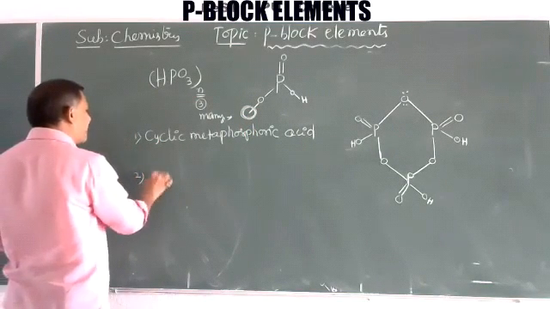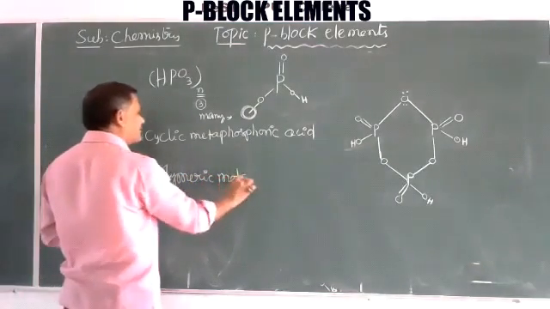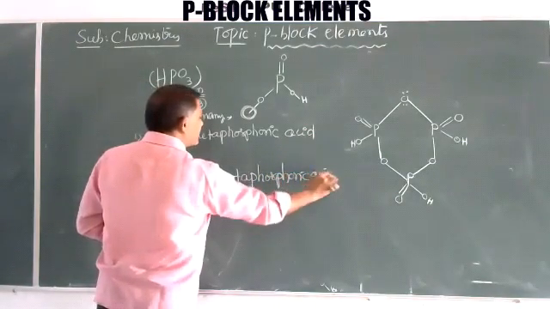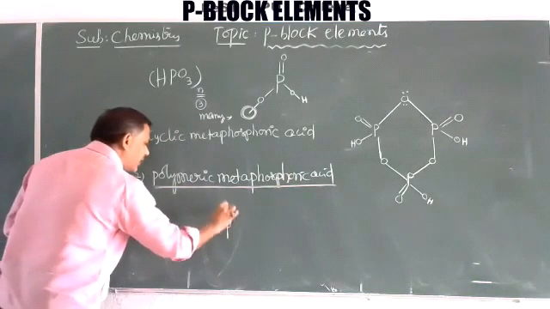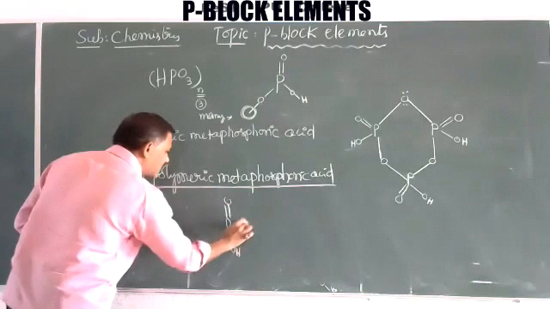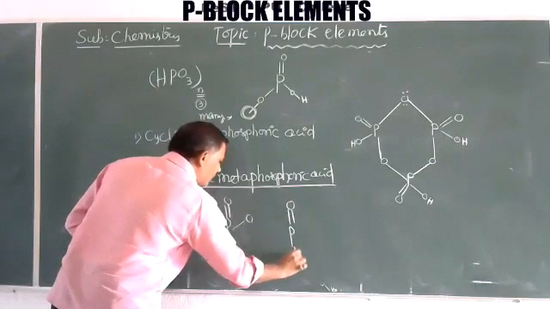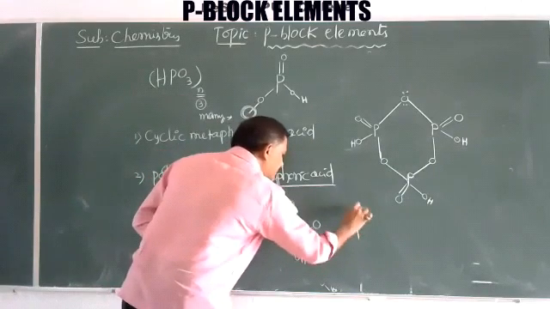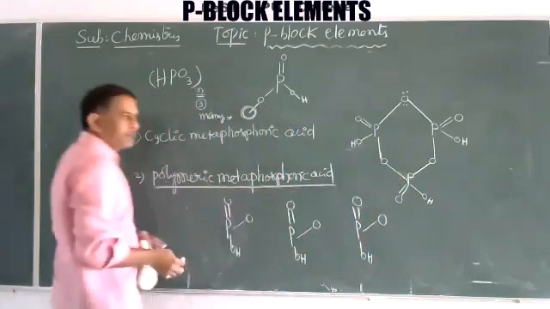The second one is polymeric metaphosphoric acid. In this polymeric metaphosphoric acid, cyclic linkage takes place. Take phosphorus double bonded to O, with an OH and an oxygen linkage. Now here the phosphorus has a double bond to O, an OH, and the linkage takes place, and so on.